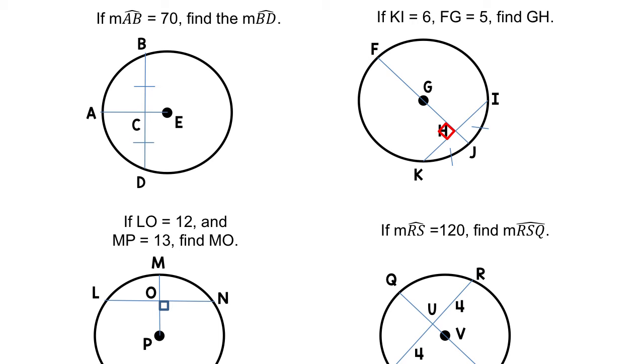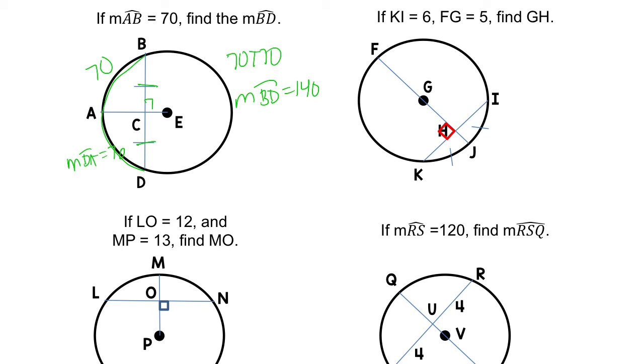So we have the measure of arc AB is 70. So this is 70. Find the measure of arc BD. Well, since these two are the same, then this has to be a right angle. So that means measure of arc DA has to also be 70. If we want to know the arc BD, we do 70 plus 70, and the measure of arc BD is 140. And that's BD coming around this way.